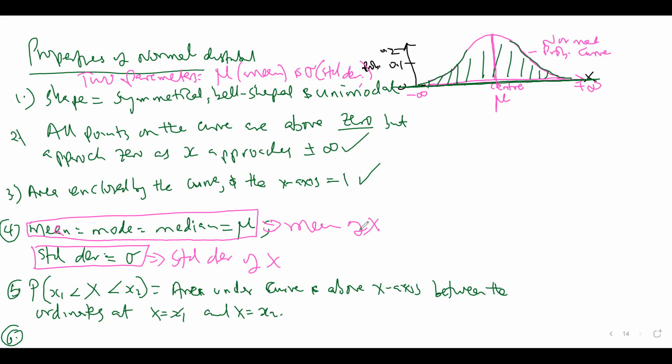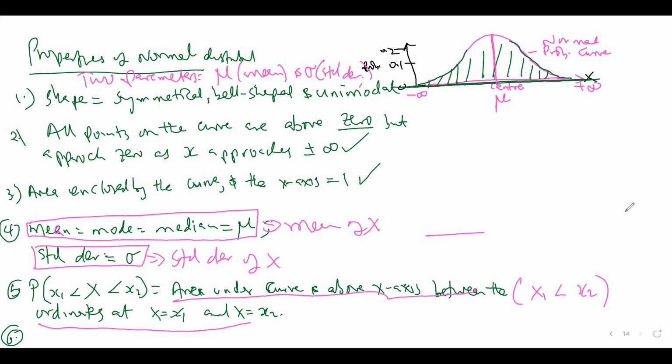Then how do you find the probability that x is within some given interval? For example, x is between x1 and x2, of course, where x1 is less than x2 in that case. So how do you find such an area? I mean, that probability. You find the area under the curve above the x-axis, but between the ordinates at x is equal to x1 and x is equal to x2.